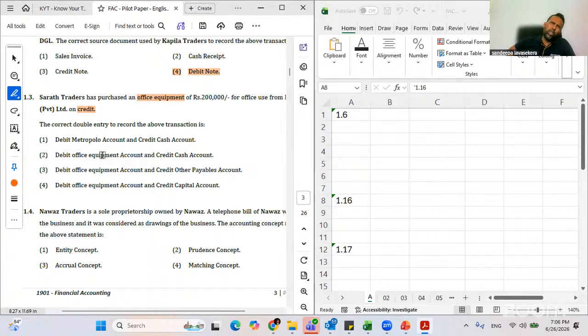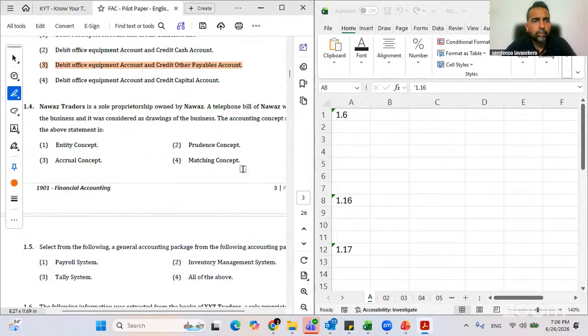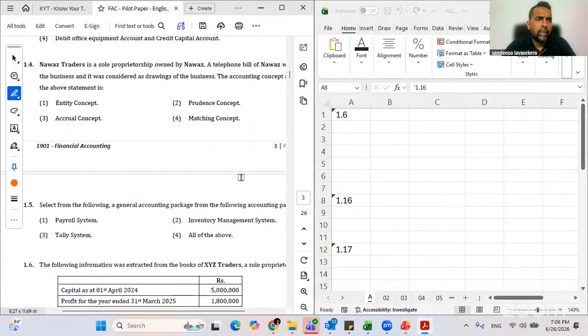So we don't use the accounts under the names in the general ledger, it's impersonal accounts, right? So we have to credit, but not the trade payable, because we are purchasing an office equipment. So it goes to other payables. So debited to office equipment, credited to other payables. Right. Question number 1.4.